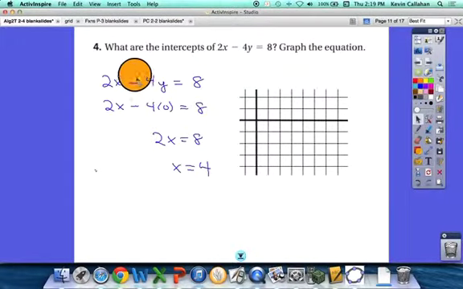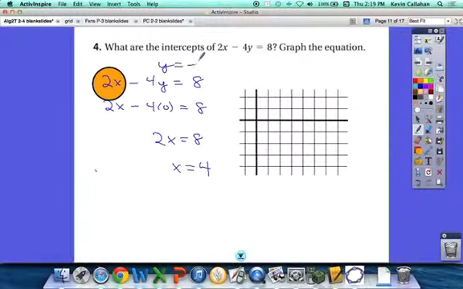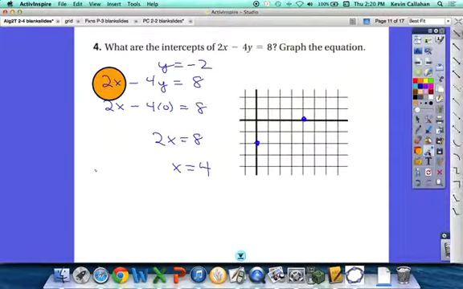What is going to be the y-intercept here? Cover up the x term. Negative 4y equals 8, so y equals negative 2. So with those 2 points, x equals 4 and y equals negative 2, I only need 2 points to graph the line. So find the intercepts. If it's in standard form, just make it quick. Find those 2. Cover up one, cover up the other, plot your 2 points, draw a line.